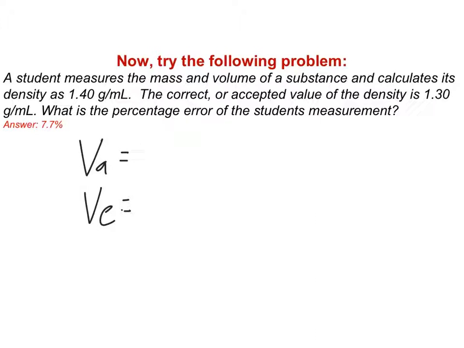So it says a student measures the mass and volume of a substance and calculates its density as 1.40 grams per milliliter. So let's analyze that sentence. A student measures the mass and volume, and the student calculates the density. So that's not a theoretical number. That is what they got by doing an experiment. So that is my experimental value, which would go right there.